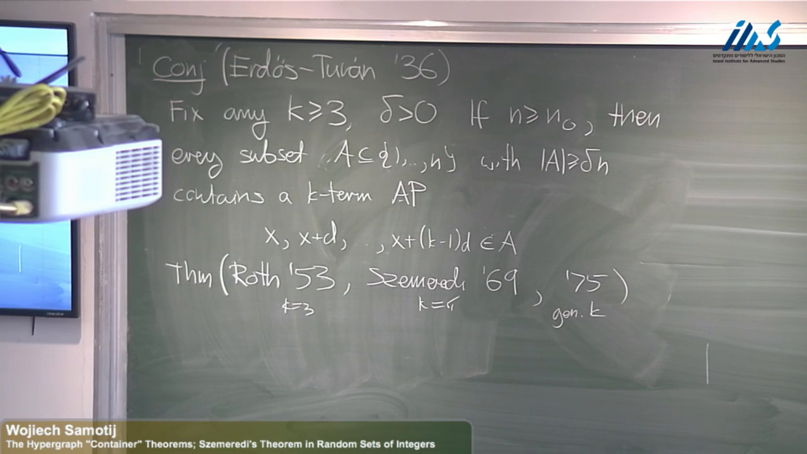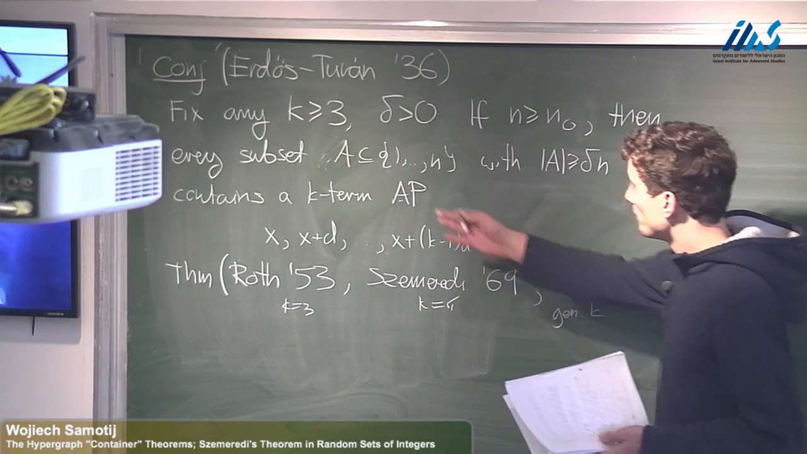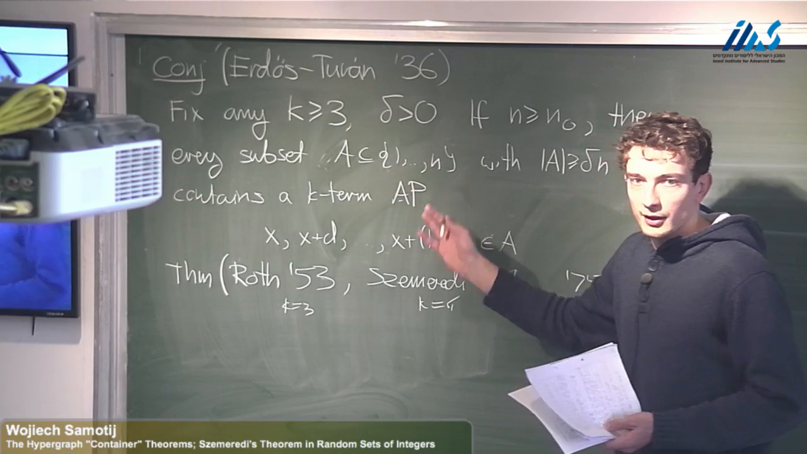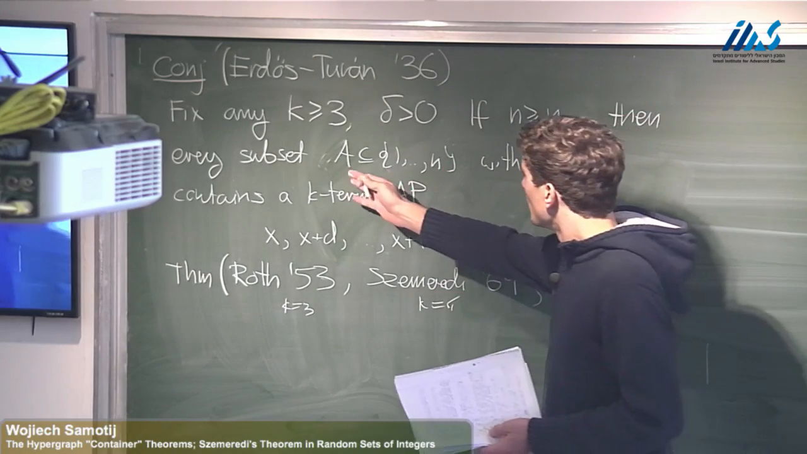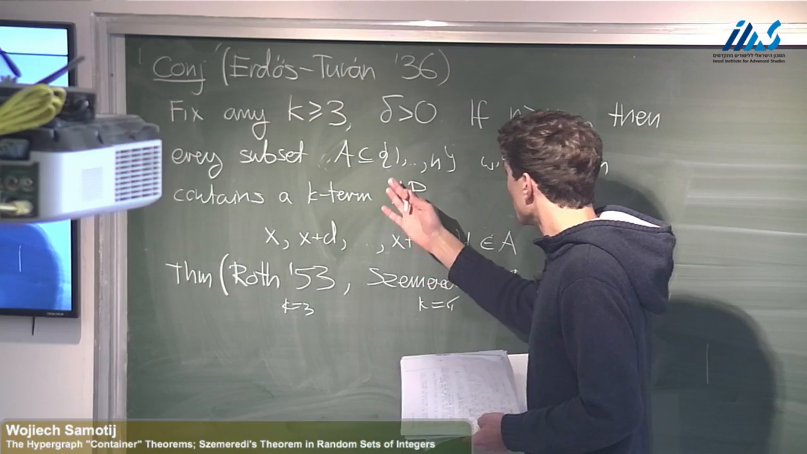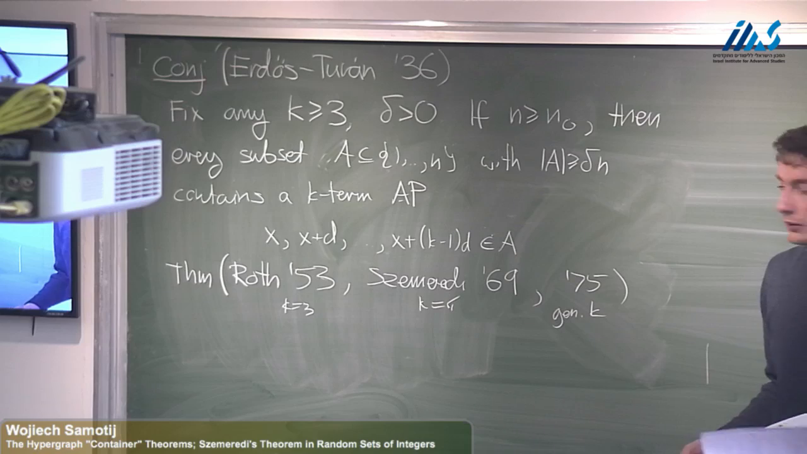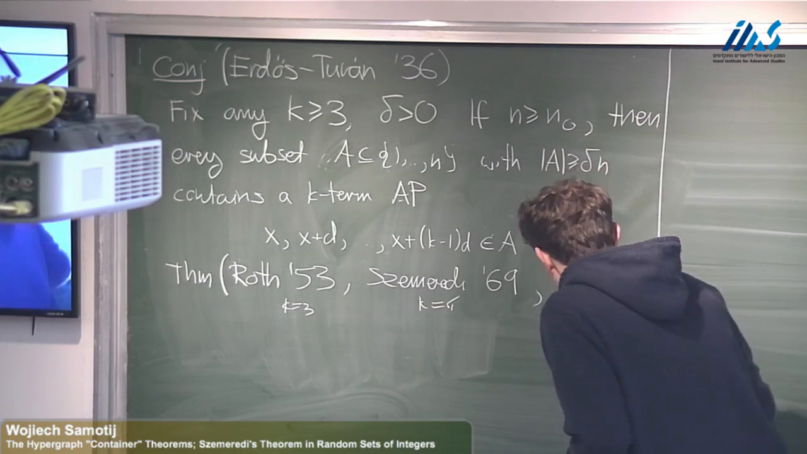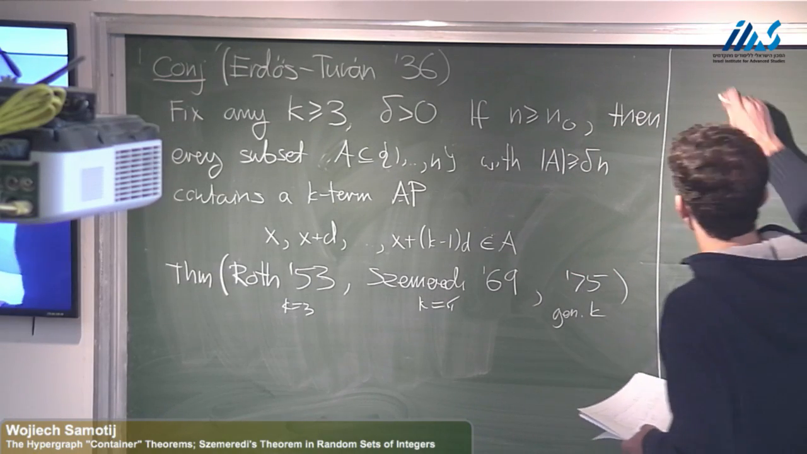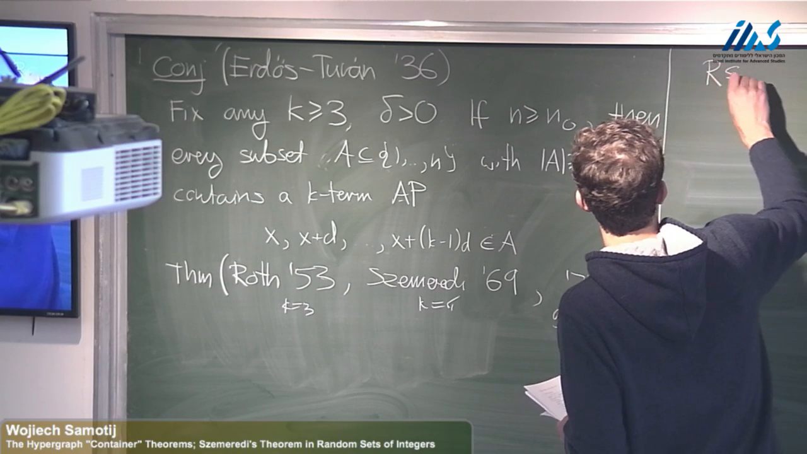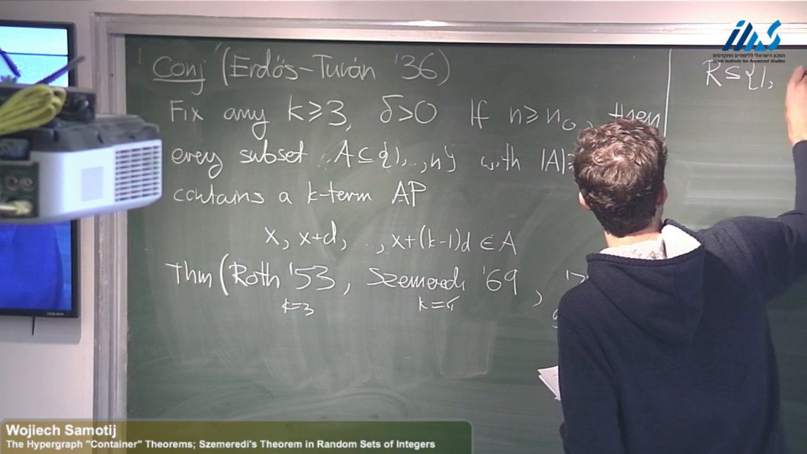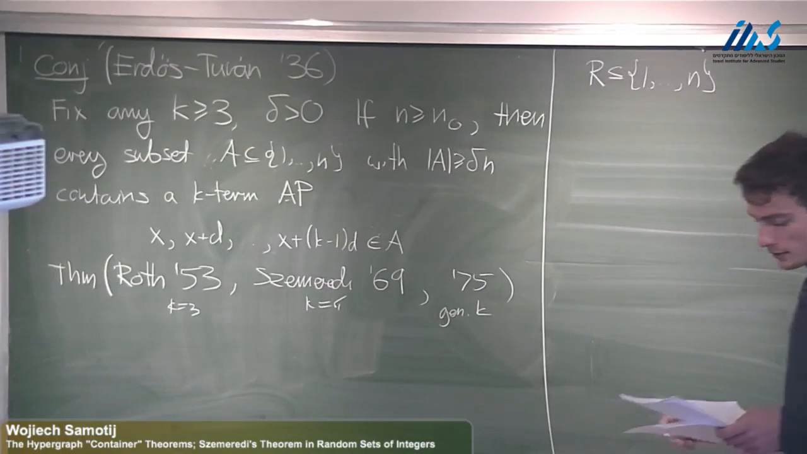But now the question that we're interested in is, what is so special about this set 1 through n? Can we still have an analogous statement if we replace the set 1 through n by something smaller? So what do I mean by that? Let's fix some set R in 1 to n.